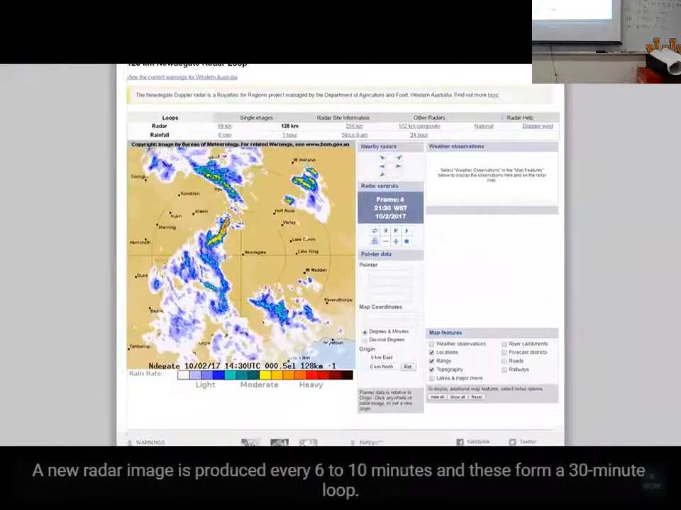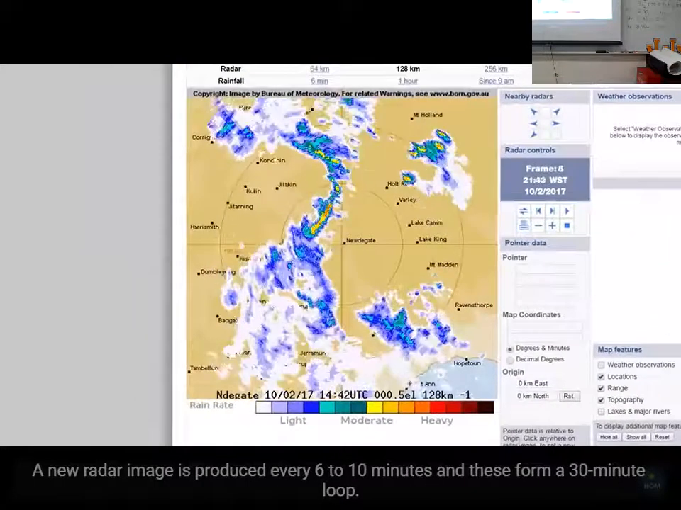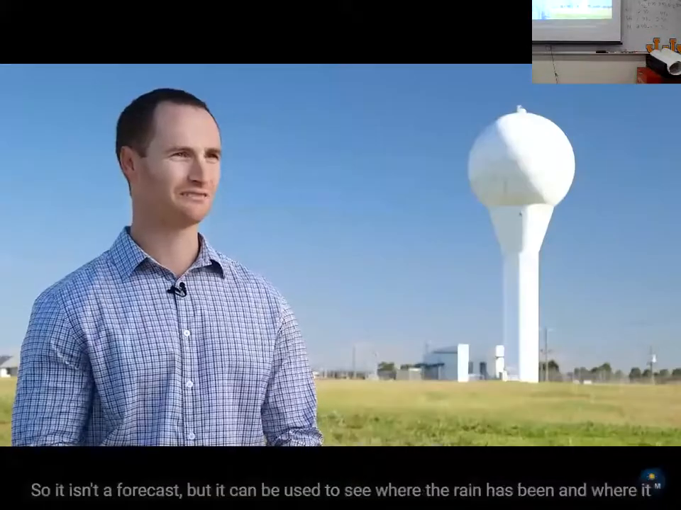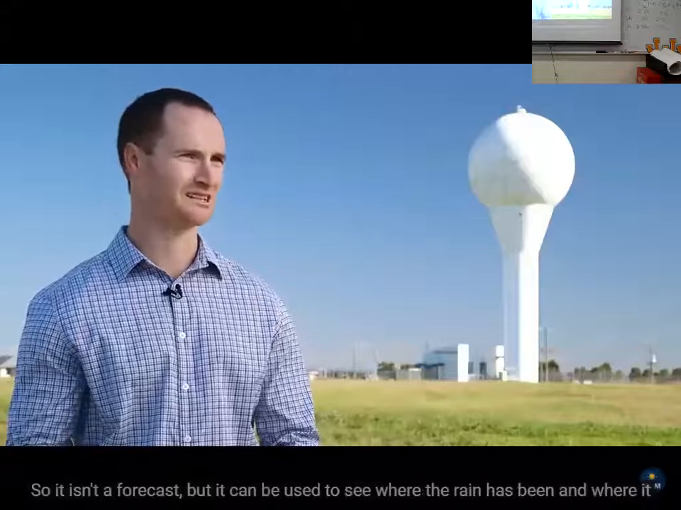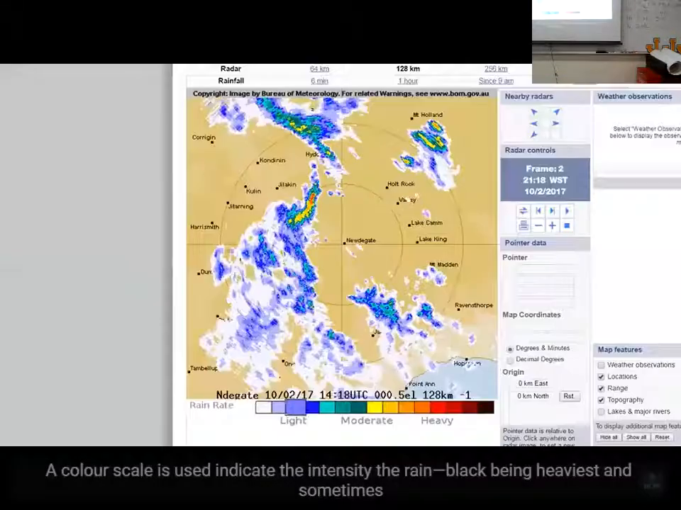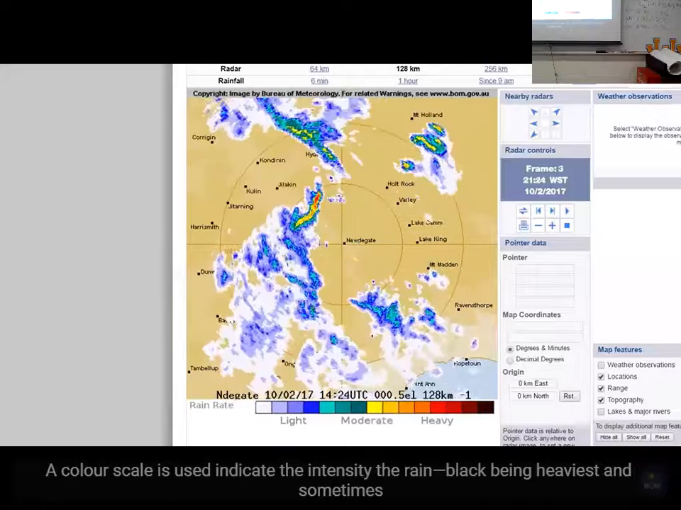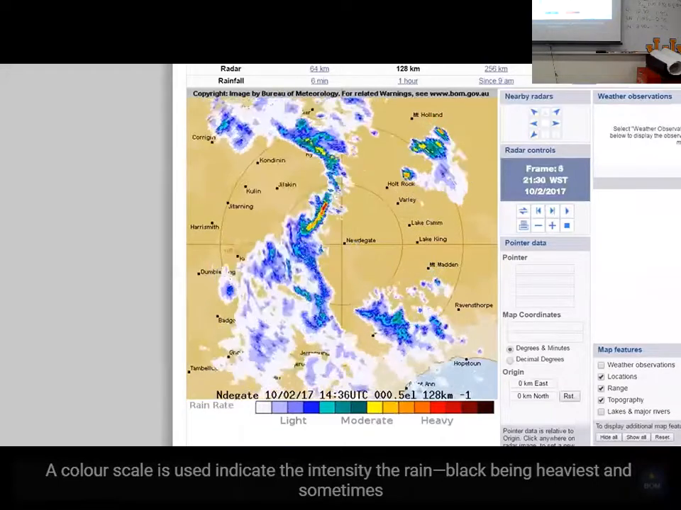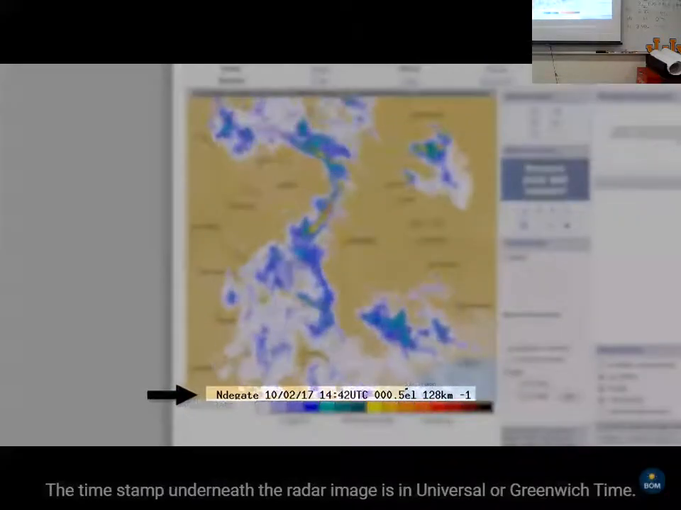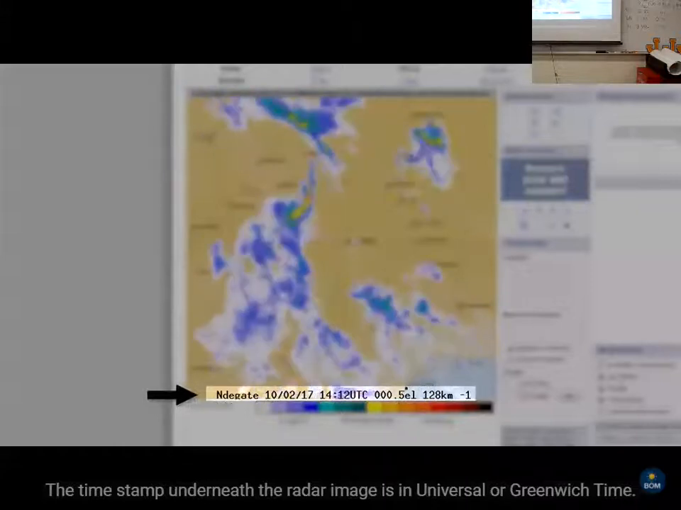A new radar image is produced every 6 to 10 minutes, and these form a 30-minute loop. So it isn't a forecast, but it can be used to see where the rain's been and where it might be heading next. A colour scale is used to indicate the intensity of the rain, black being the heaviest and sometimes indicating hail. The timestamp underneath the radar image is in universal or Greenwich time.